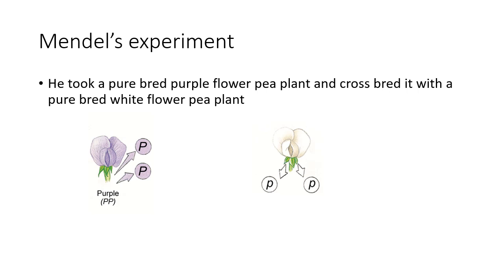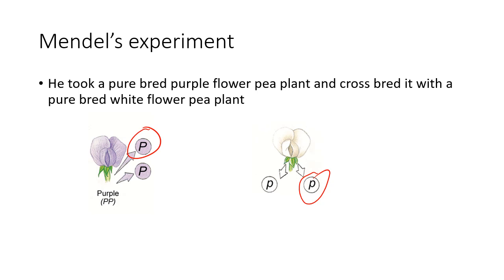So we're going to talk a little about that Mendel experiment again. He took that purebred purple flower and crossed it with a purebred white flower. And as we discussed, this one is going to be getting the capital letters because it's the dominant one, and this one is going to be getting the small letters because it is the recessive allele.